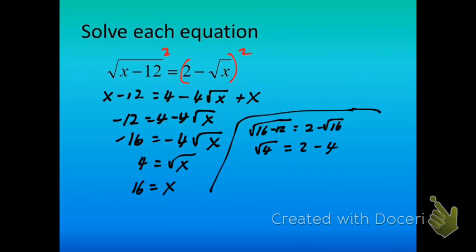So you have 2 minus 4, which gives you 2 equals negative 2. So as you can see, 16 gives you a false statement when you plug it back in. So your answer here is no solution.